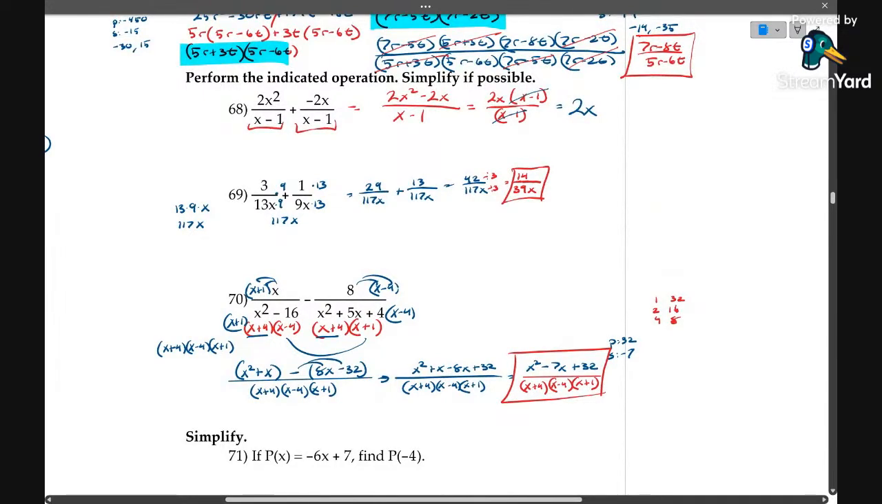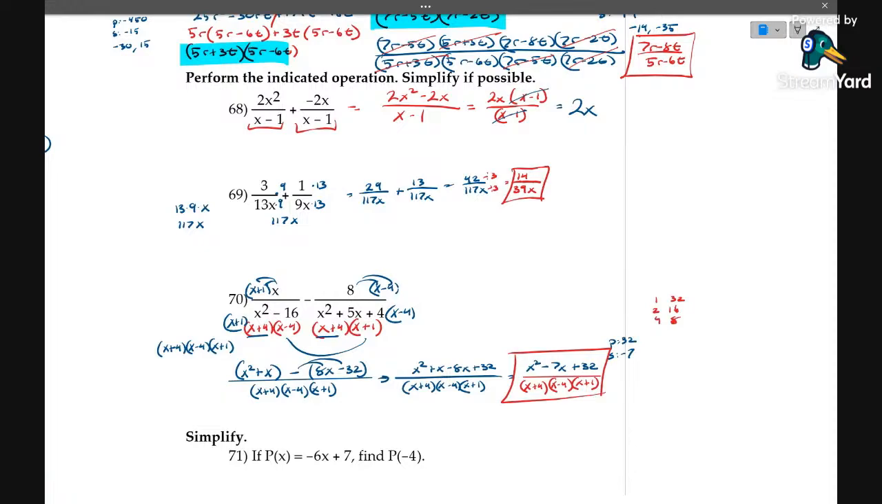Questions on the rational expressions, adding or subtracting?